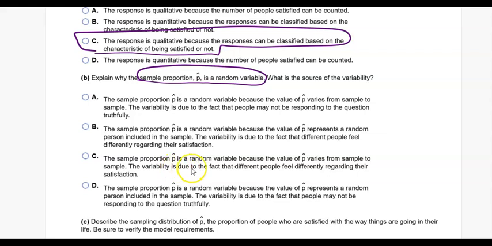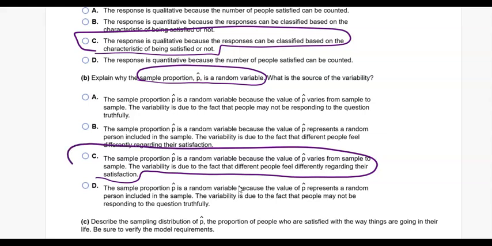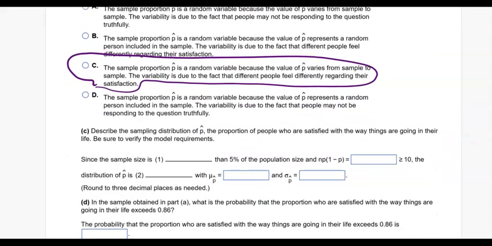The variability is due to the fact that different people feel differently regarding their satisfaction. Yes, so different people feel differently, so different samples have different sample proportions. So sample proportion p is a random variable.